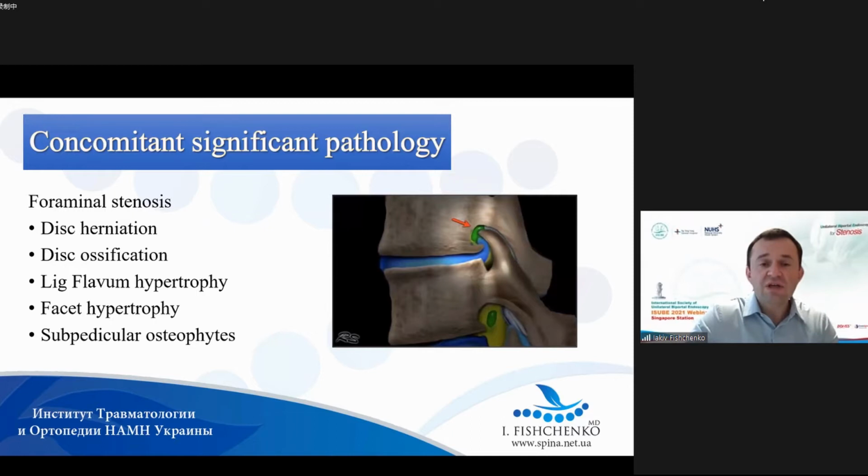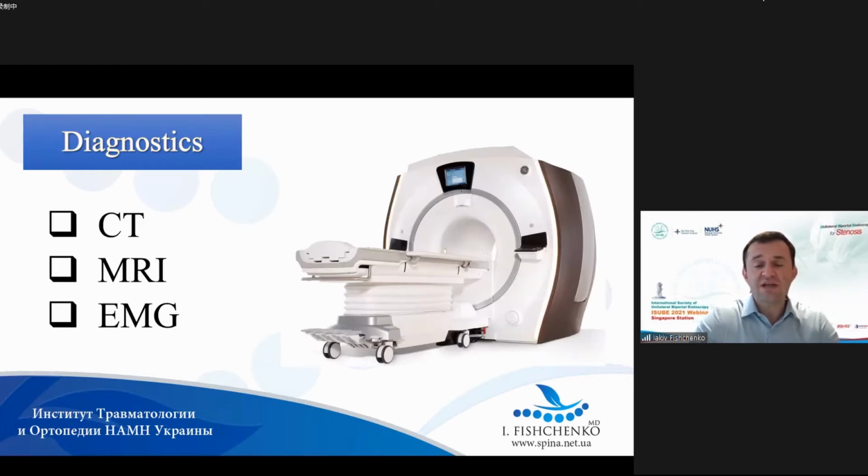So in a lot of cases, we find concomitant significant pathology. This is disc herniations, disc ossification, ligamentum flavum hypertrophy, facet hypertrophy, and some particular osteophytes, which have the same clinical picture, and you should check this pathology too. For the diagnostics of far-out syndrome, the main thing we have to do is a CT scan. Sometimes we need MRI, and for the differential diagnosis, we use imaging.